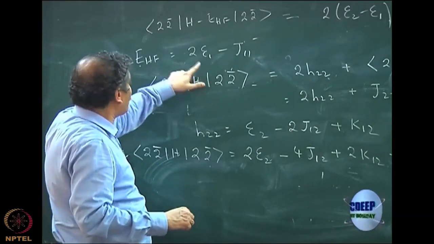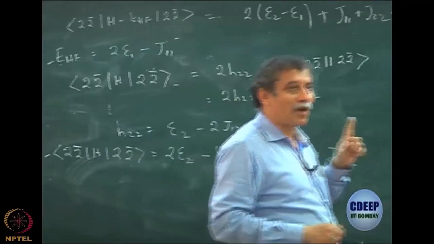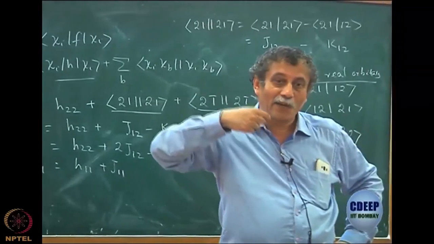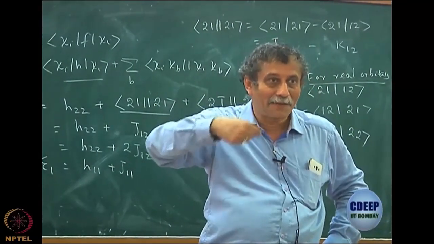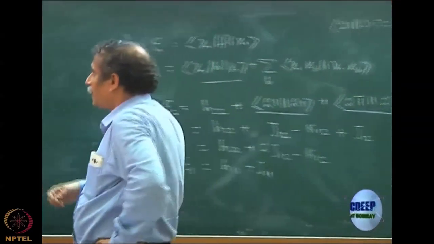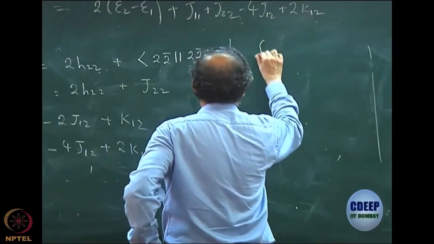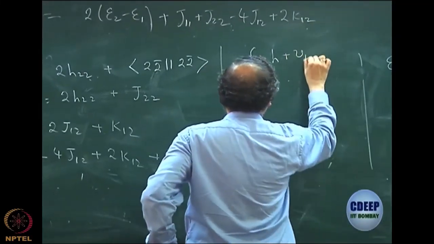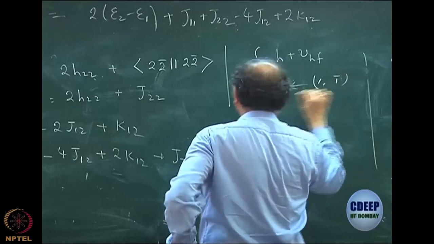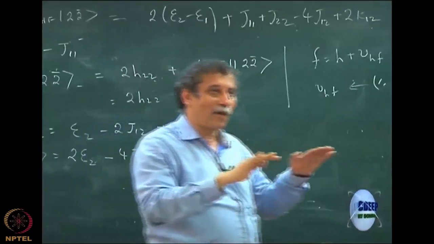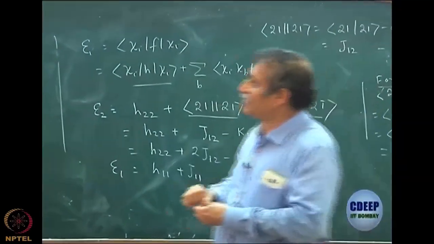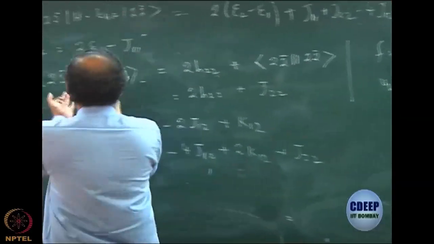I will warn you, if you write 2 2 bar H 2 2 bar exactly like this, there is a tendency to write this also as 2 epsilon 2 minus J22. That would be wrong, because this came because your Hartree-Fock potential had one bar in its definition, but not two. The Fock operator is H plus V Hartree-Fock, and V Hartree-Fock was defined in terms of 1 and 1 bar. So, the orbital 1 and 1 bar and orbital 2 and 2 bar are not identical, so you can't simply say that this is 2 epsilon 2 minus J22.